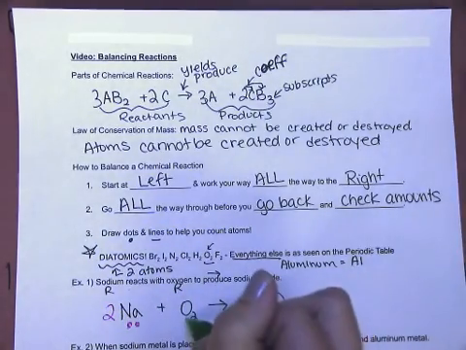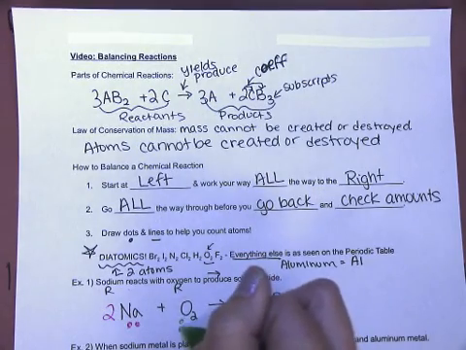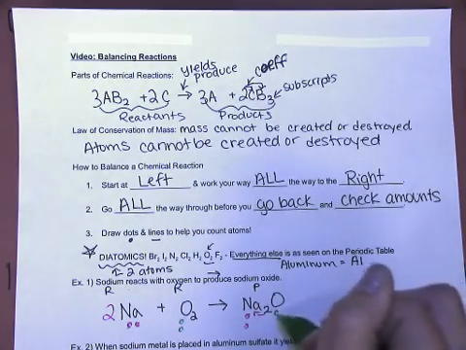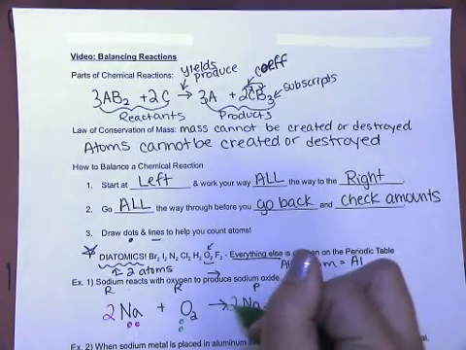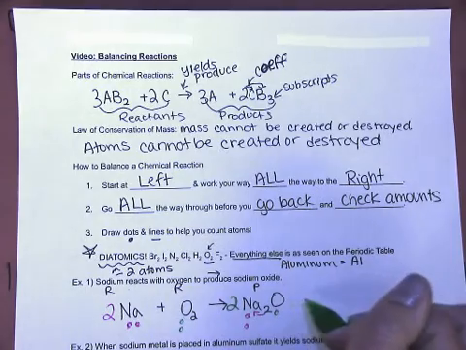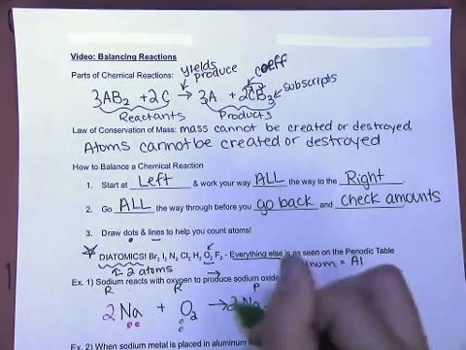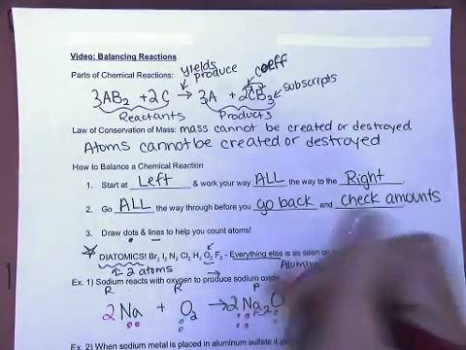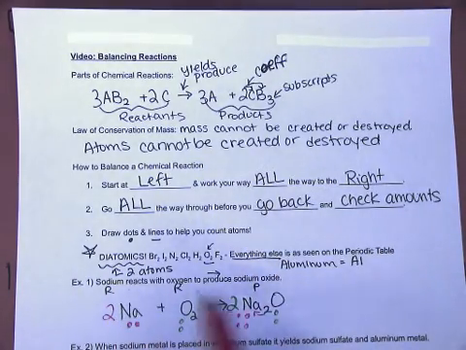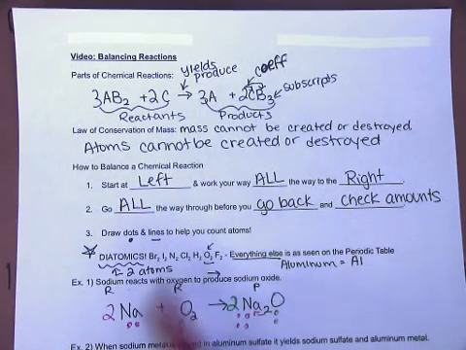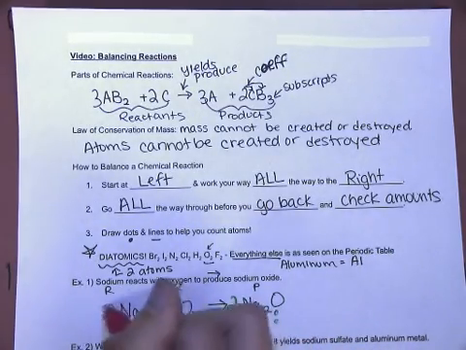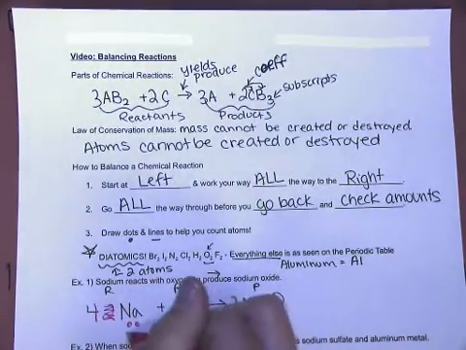Then I check my oxygens. 2 oxygen atoms here, 1 oxygen atom here. So to change my 1 into a 2, I add a 2 to the front of my sodium oxide. So that causes this to go to 2. That also changes my sodium from 2 to 4. So I've gone all the way from my left to my right. So I go back and check my atoms. 2 sodium atoms here, 4 here. Whoops, that means I need to go back and fix. So instead of 2, that means I really need to have 4.